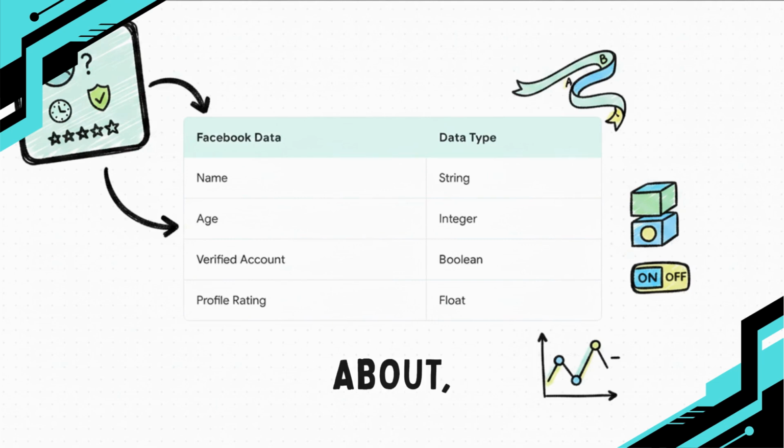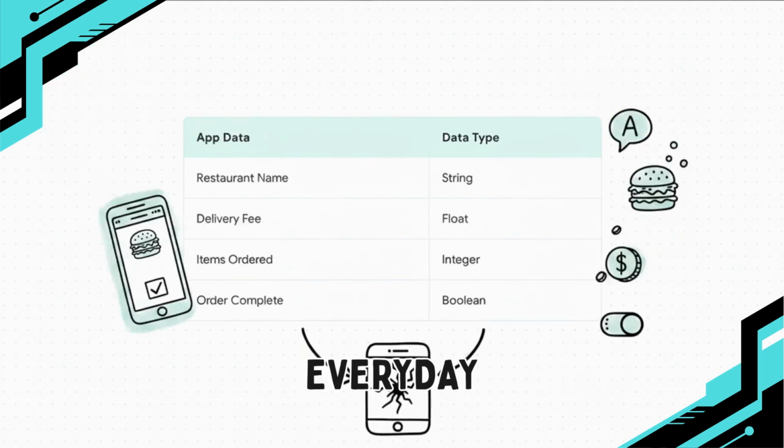It's kind of wild to think about, but all the magic of social media is really just these basic data types stacked on top of each other. We can reinforce this with another everyday example, a food delivery app. The restaurant name is obviously a string. The delivery fee, well, because it involves money and cents, that absolutely must be a float. The items ordered, because you can't really order 2.5 burgers, is an integer. And whether the order is complete is, you guessed it, a Boolean. Every single program you use daily relies on many different data types functioning all at the same time. And honestly, if even one of these labels is wrong, the whole app crashes.